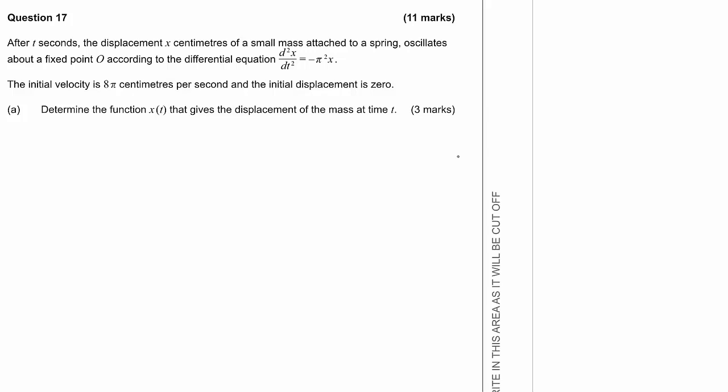After t seconds, the displacement x centimetres of a small mass attached to a spring oscillates about a fixed point O according to the differential equation d²x/dt² = -π²x. So you should recognise this as simple harmonic motion. The acceleration is equal to -n²x.